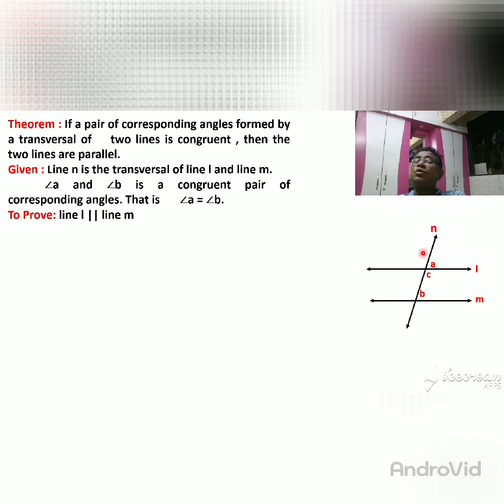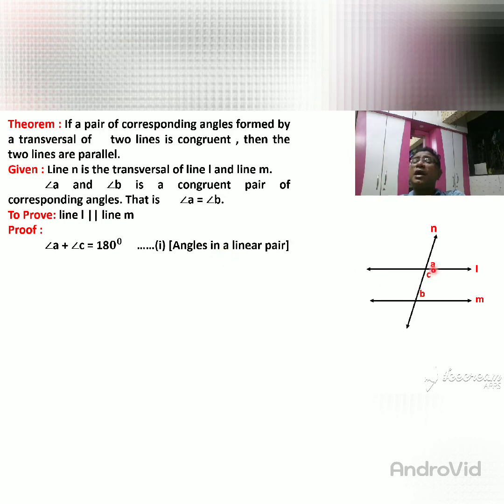Again we use the linear pair here. Angle A plus angle C is equal to 180 degrees, linear pair. So when you show that the measure of angle A plus the measure of angle C is equal to 180 degrees, that is written here: angle A plus angle C is 180 degrees, angles in a linear pair.